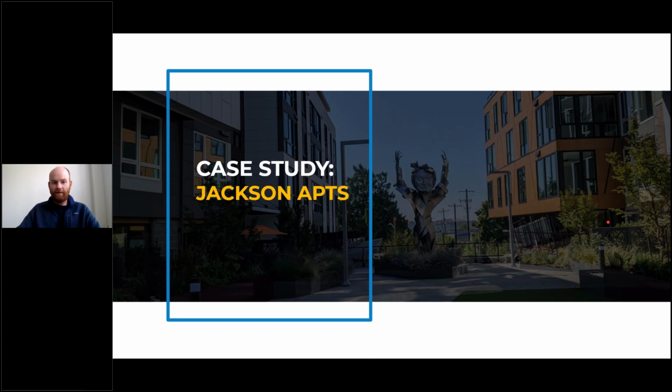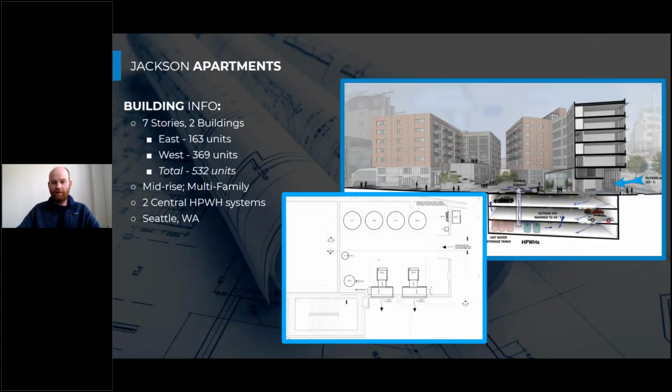So Jackson Apartments is a newly constructed multifamily building in the Seattle area. It actually has 2 wings, an east and a west wing. Total, there are about 532 apartment units. So a very big building, at least big for the buildings that I typically work on. It is a 7-story building, basically 5 or 6 floors above grade and a handful of underground parking floors.